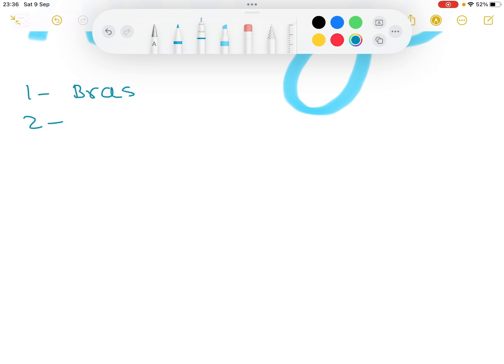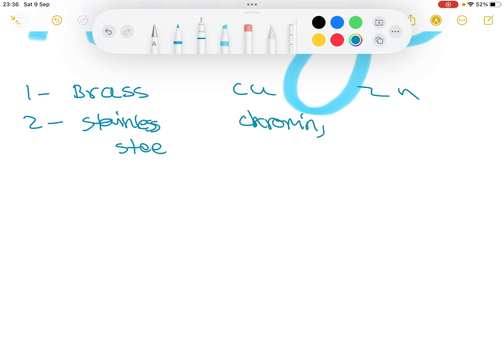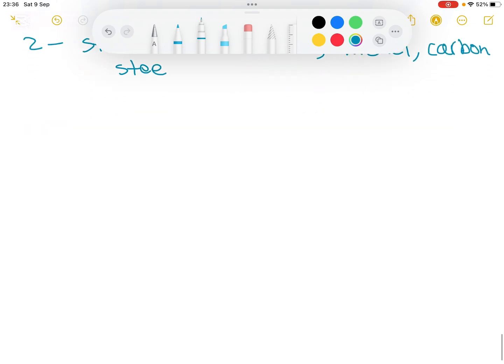Number 1 is brass, as we said. It's copper and zinc. Number 2 is stainless steel. It's chromium, nickel, and carbon. So alloys can be harder and stronger than the pure metals, and they are more useful. That's why we make these mixes.